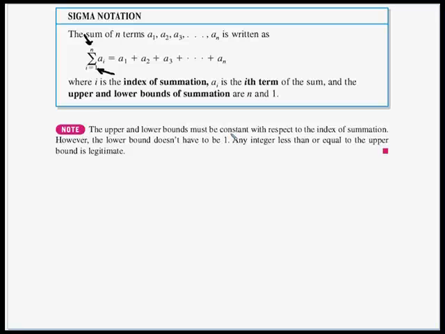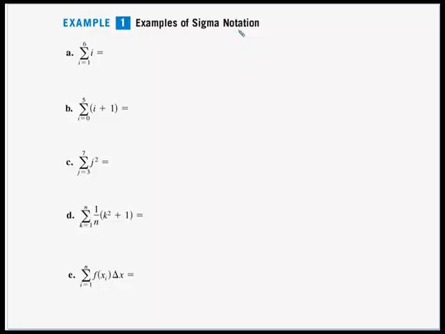Note, the upper and lower bounds must be constant with respect to the index of summation. However, the lower bound does not have to be 1. We do not have to start at 1. Any integer less than or equal to the upper bound is legitimate. So here's a couple examples of this summation.